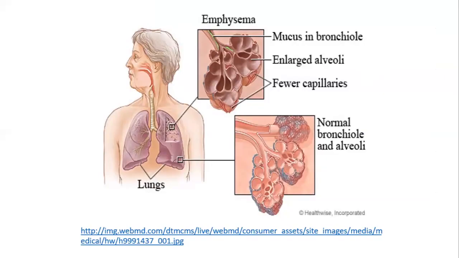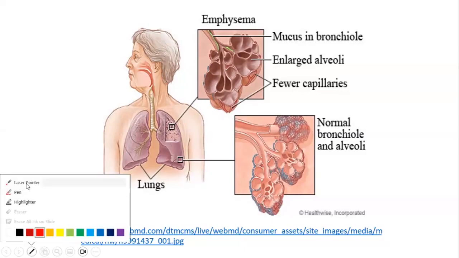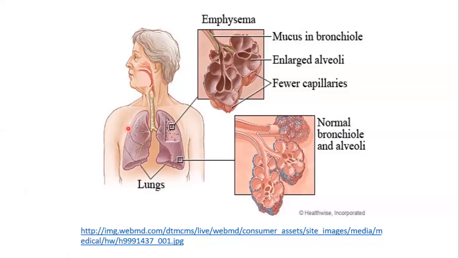Again, you can see what is happening here. Excess mucus in the bronchiole, enlarged alveoli, fewer capillaries. So if you compare the normal lung tissue with emphysema, you can see what is happening up here. This is showing emphysema, and this is normal bronchiole and alveoli.